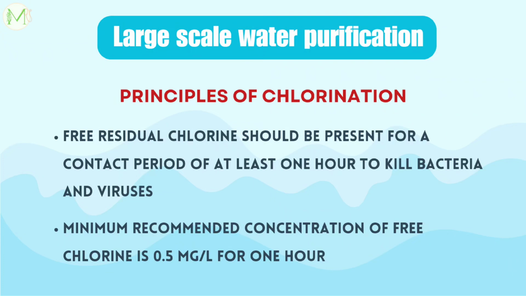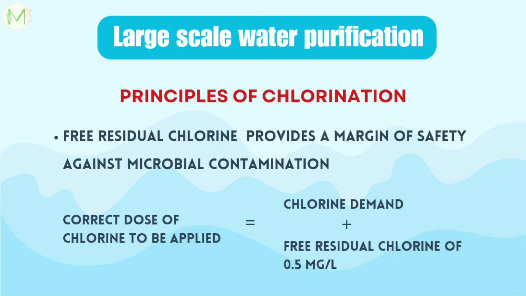The free residual chlorine should be present for a contact period of at least 1 hour to kill the bacteria and viruses. The minimum recommended concentration of free chlorine is 0.5 mg per liter for 1 hour. The free residual chlorine provides a margin of safety against subsequent microbial contamination which may occur during storage and distribution. The sum of chlorine demand of the water and the free residual chlorine of 0.5 milligram per liter constitutes the correct dose of chlorine to be applied.